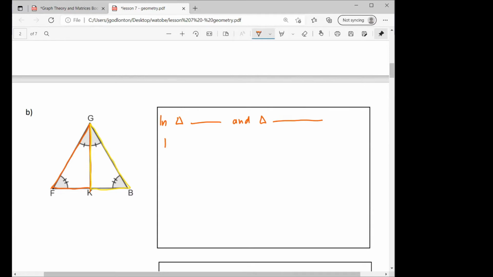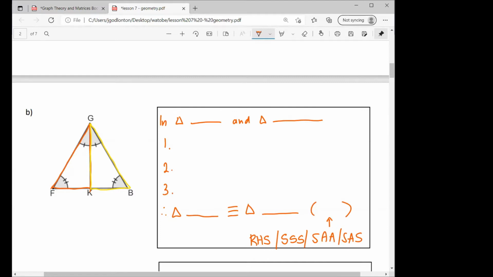Then you're going to give me 3 reasons. And then we're going to say, therefore, triangle this is congruent to triangle this. And you're going to give me my reason. And that reason is either going to be right angle, hypotenuse, side, or side, side, side, or side, angle, angle, or side, angle, side. Okay. All right.